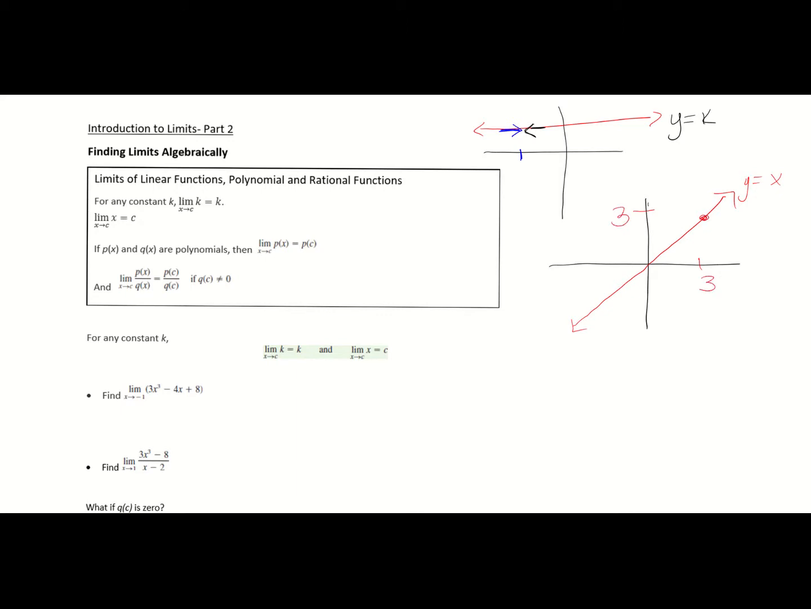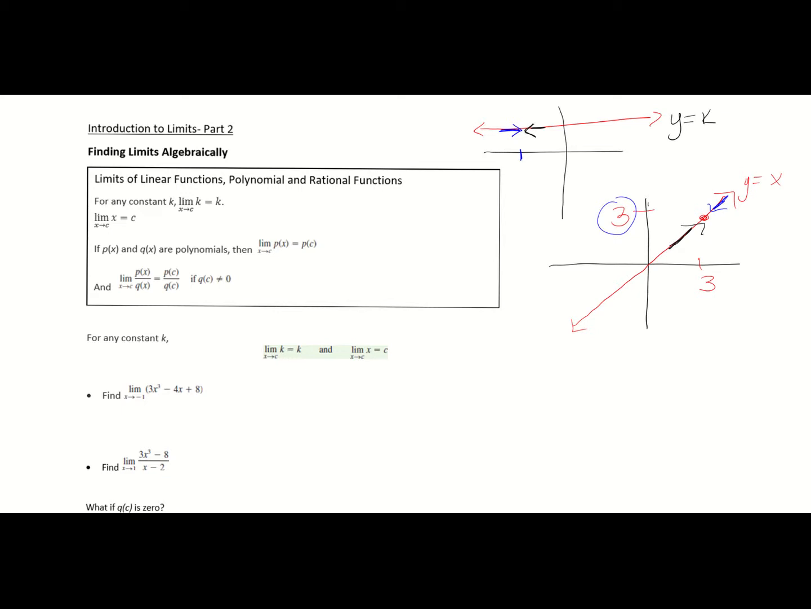And then again, you can see here that if we look at the limit as it approaches from the left, and we look at the limit as it approaches from the right of 3, the y is still going to be the same as the x. It's going to be 3, right? Because the function is y is equal to x. The x's and the y's are the exact same for all the points on the graph. So the limit as x approaches c of x is equal to c.